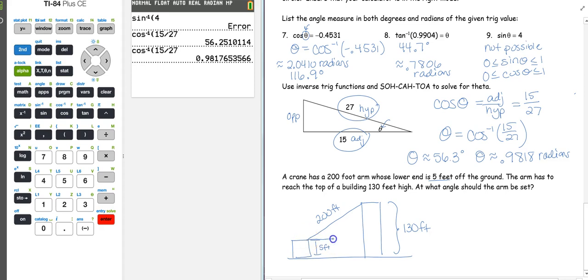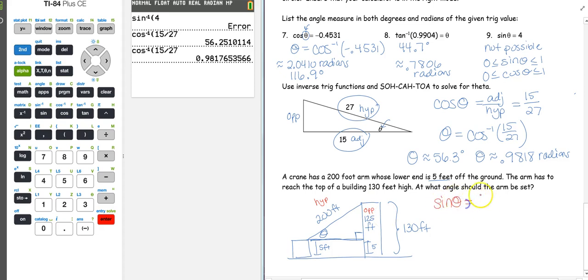So we're going to be creating a triangle right here. This is going to be our right angle, and we want to find out what angle the arm should be set at. So we're solving for this angle. The whole building is 130. This part is 5, which is going to make this 125. We look here, we are given the hypotenuse, and we are given the opposite side. And that's going to give us our sine.